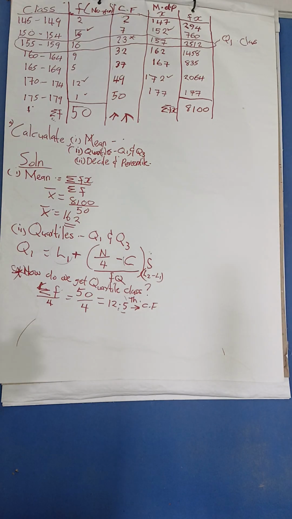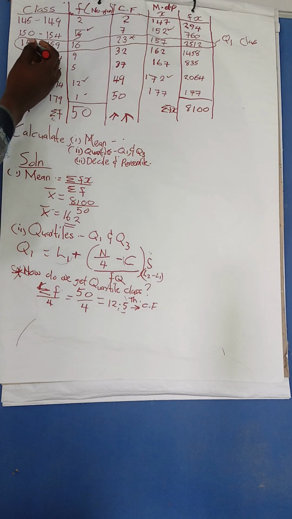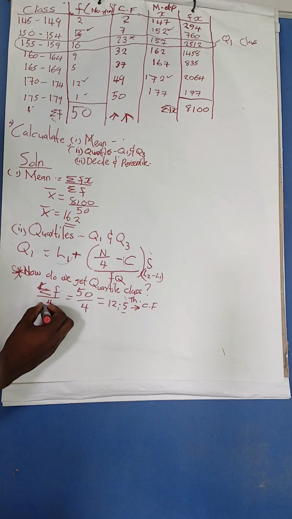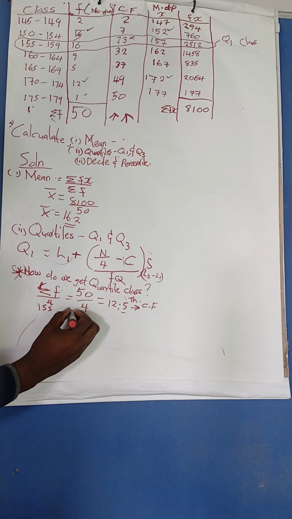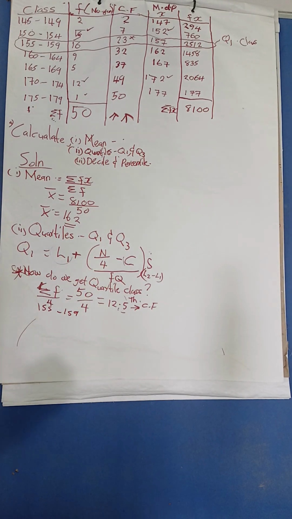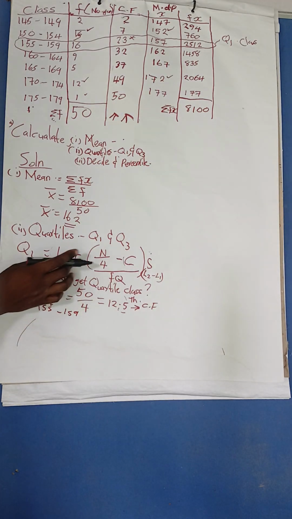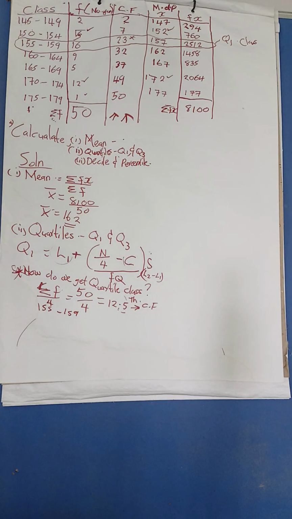Good. After you have identified your class, the class you are working with is 155 to 159. So it's easy for us now to pick the figures and fill them into the table. Good. So it's very easy. So what do we do now?